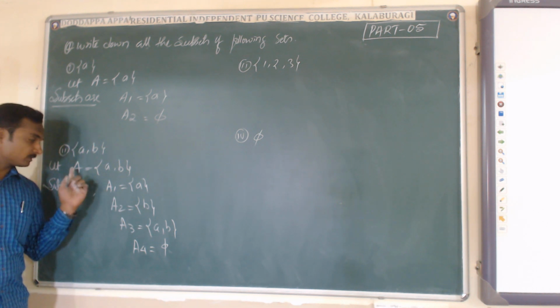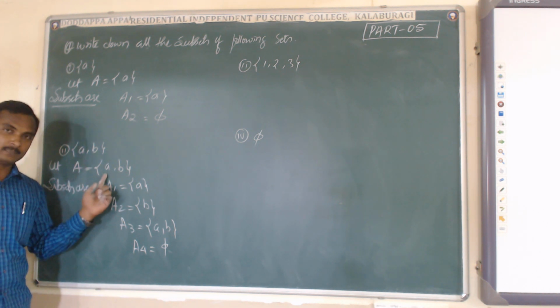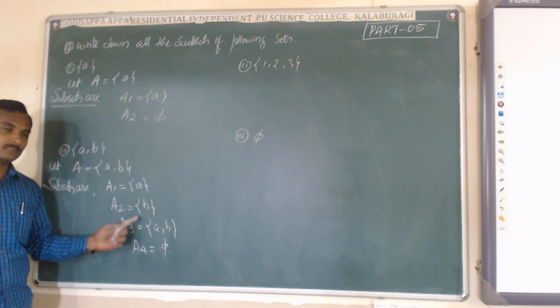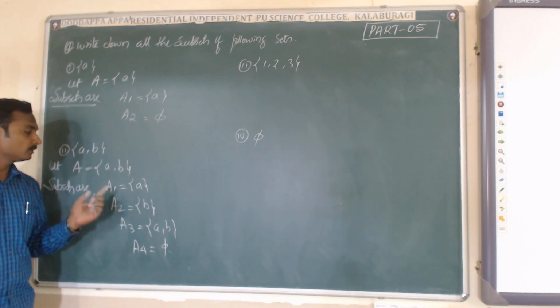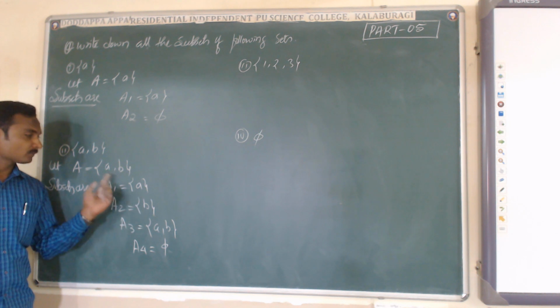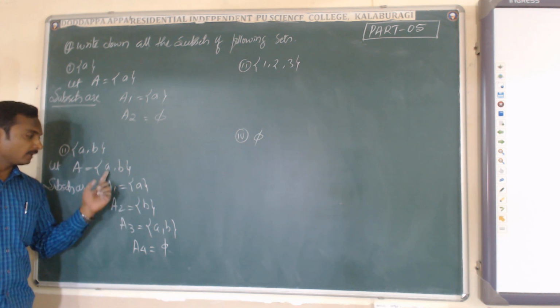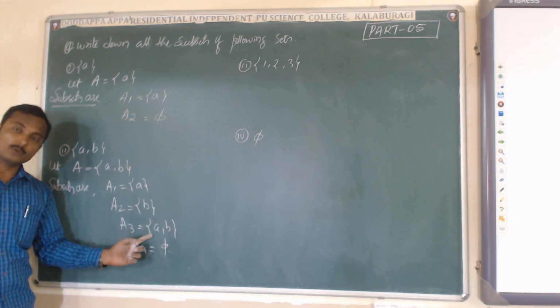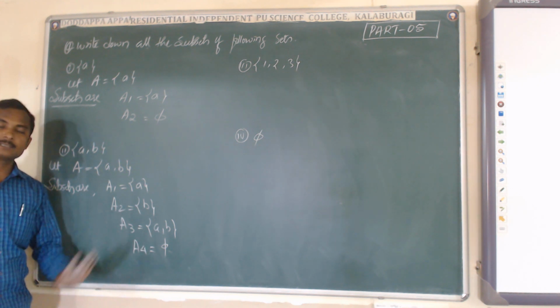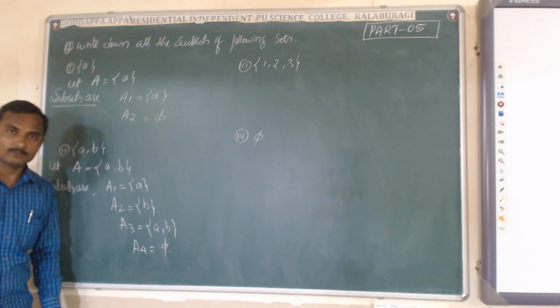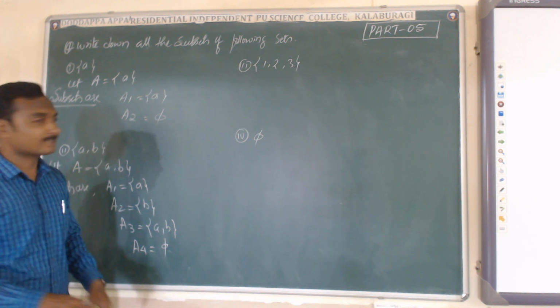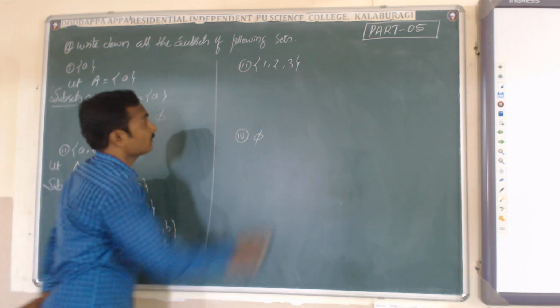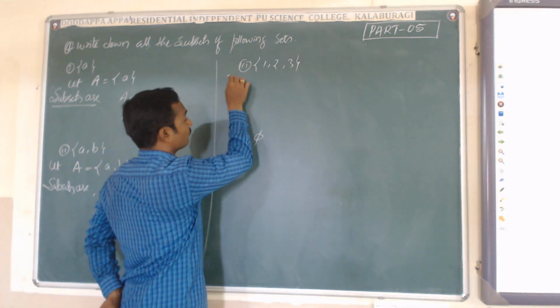If a set A equals {a, b}, choose single elements once and double elements once, and so on. So A1 is the set {a}, A2 is the set {b}, A3 is the set which contains both elements a, b, and A4 is the null set phi. Come back to the third example. The third example is the set containing 1, 2, 3.